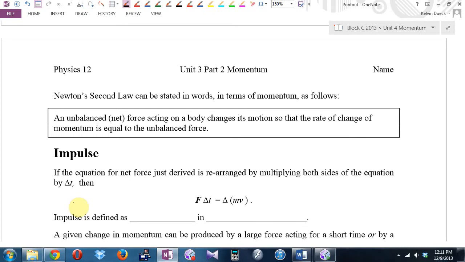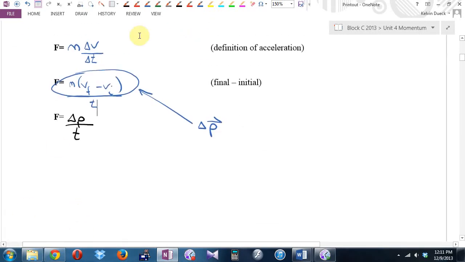You guys stay on this page. Let me go back here. This is saying the rate of change of momentum, so there's your change in momentum. To find the rate of anything, it's divided by time, is equal to the unbalanced force.